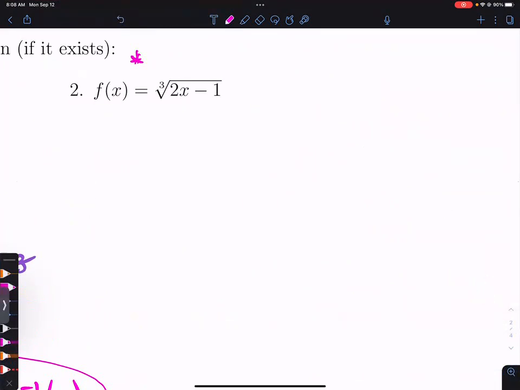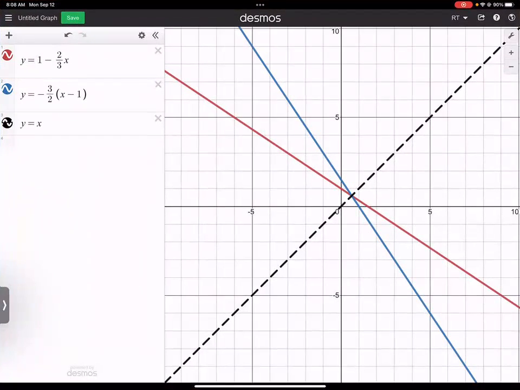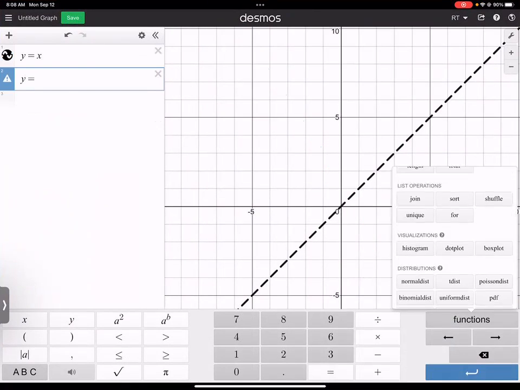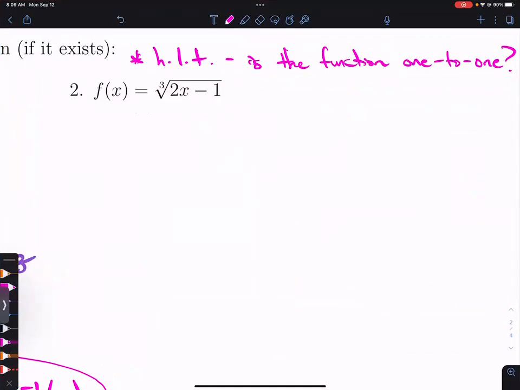First thing again should be to do a horizontal line test. Is the function one-to-one? y equals the cube root of 2x minus 1.